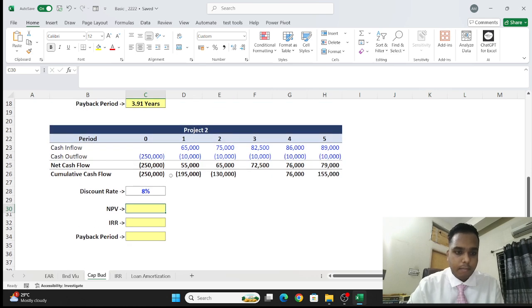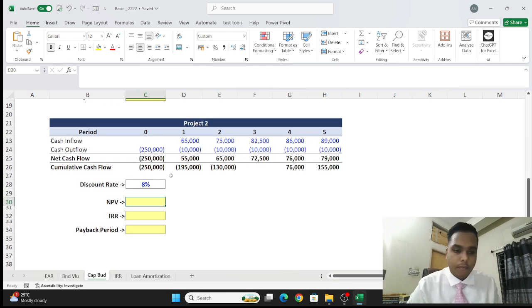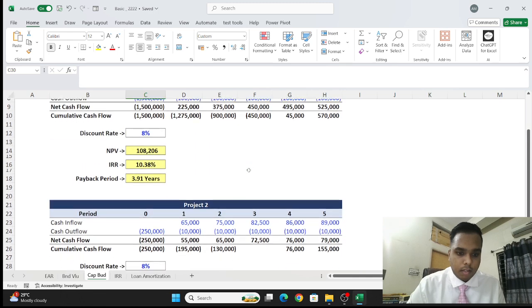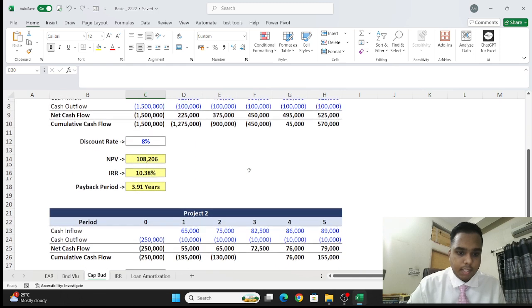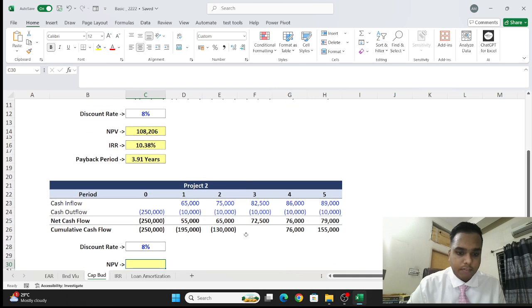So next topic is capital budgeting. Here we can see cash inflows, cash outflows, net cash flows, and cumulative cash flows are given. Here we can see the cumulative cash flows are given. We have to calculate this thing.